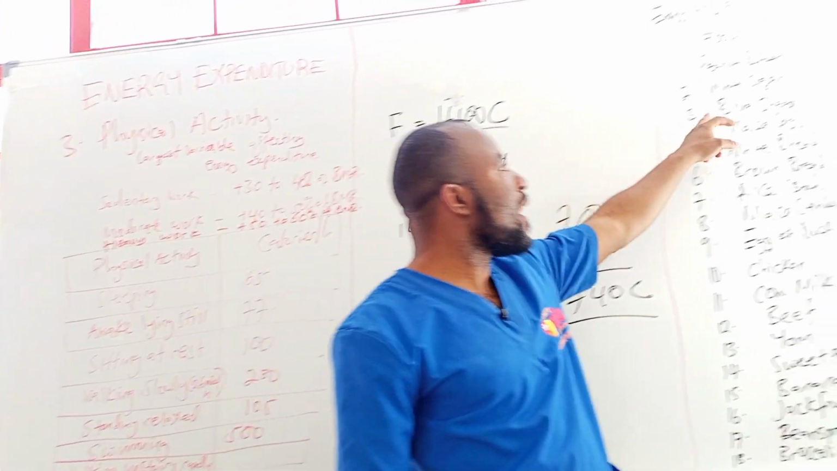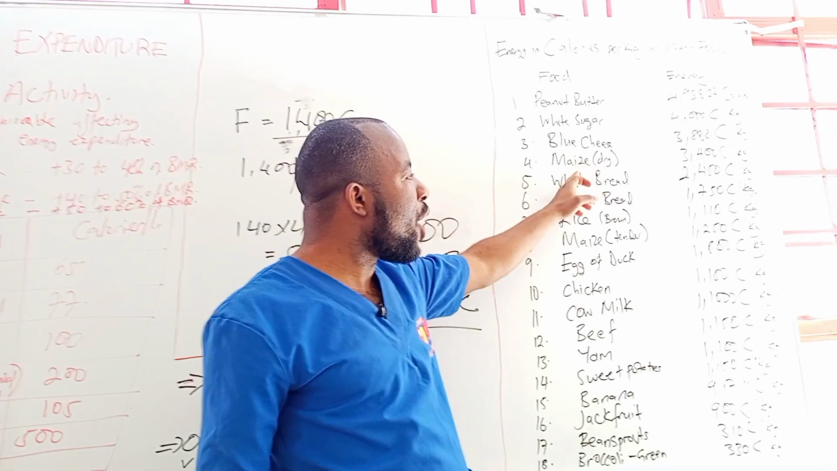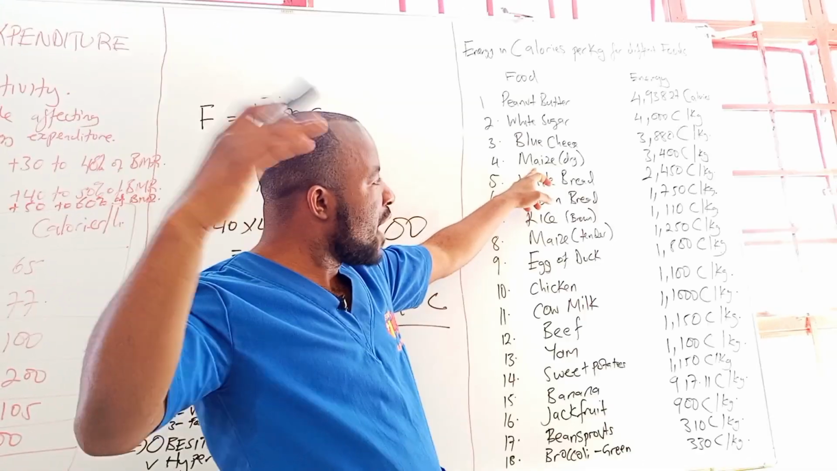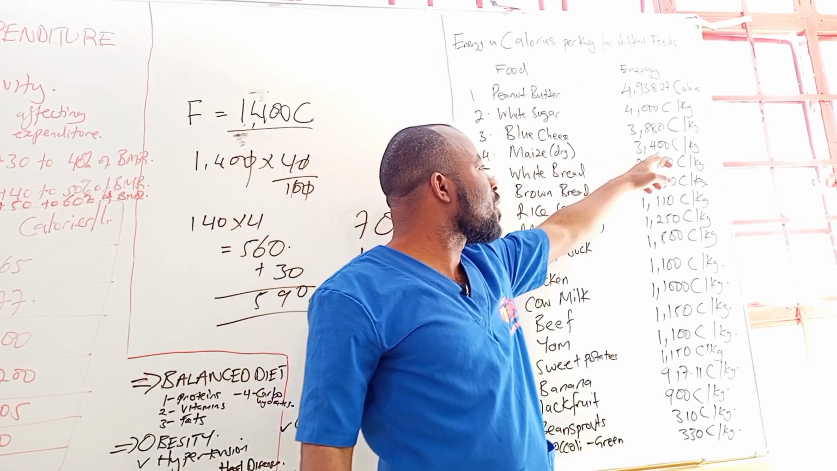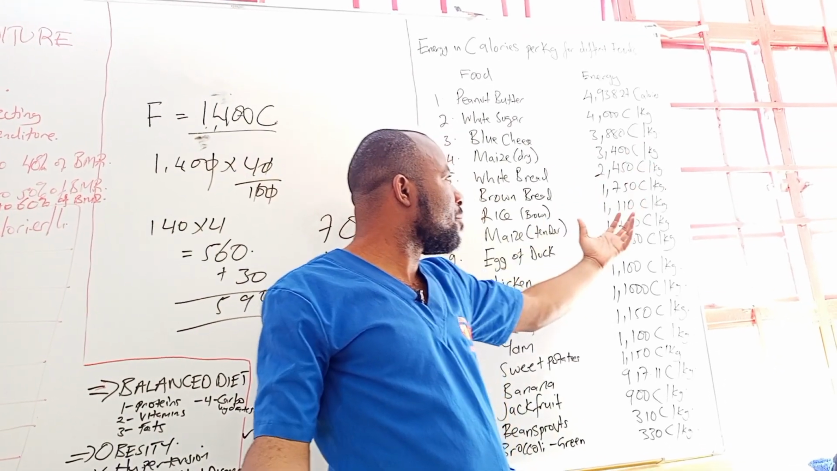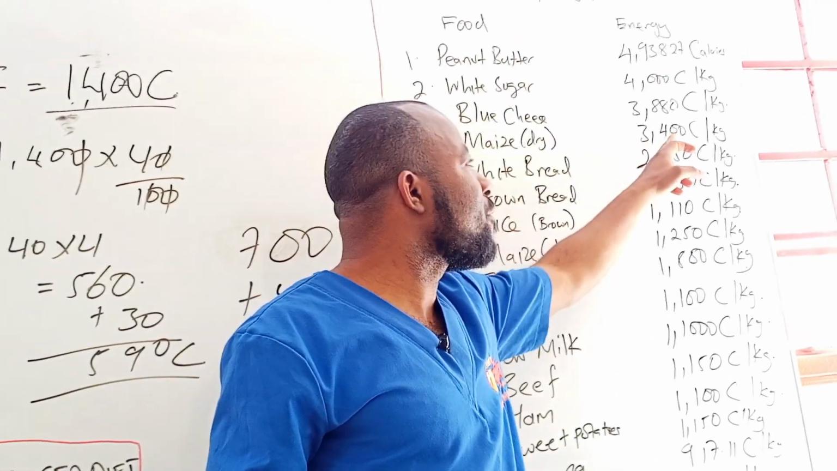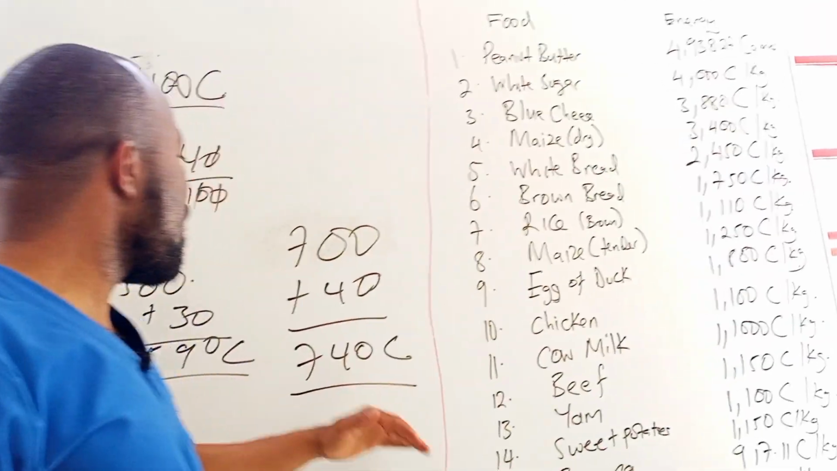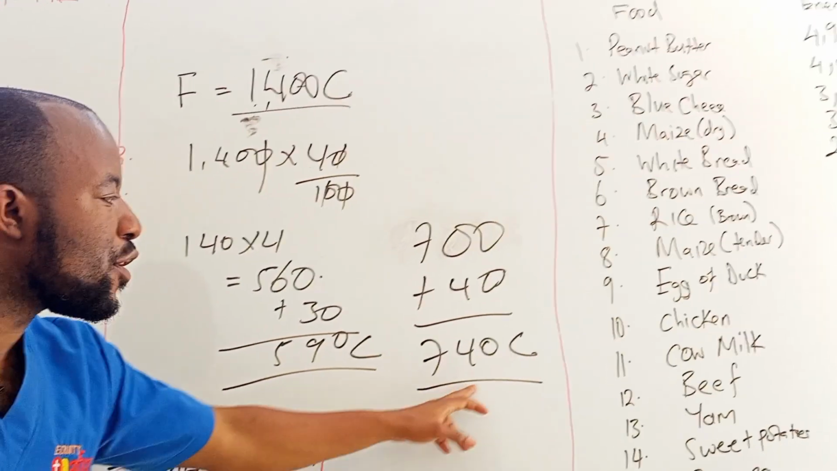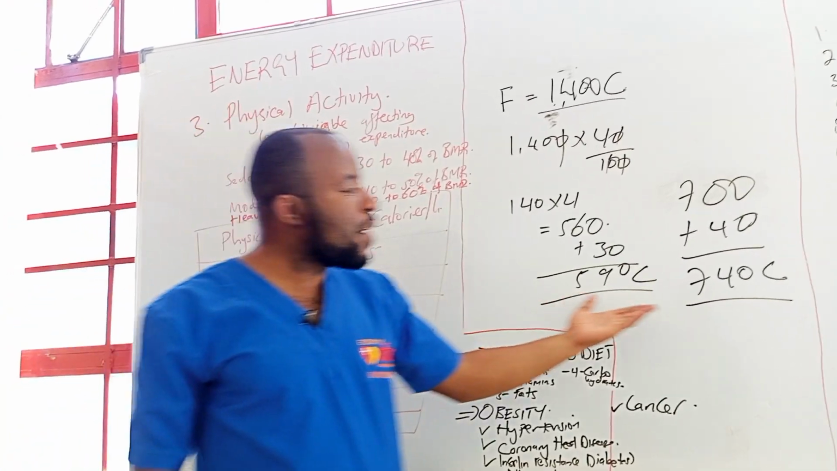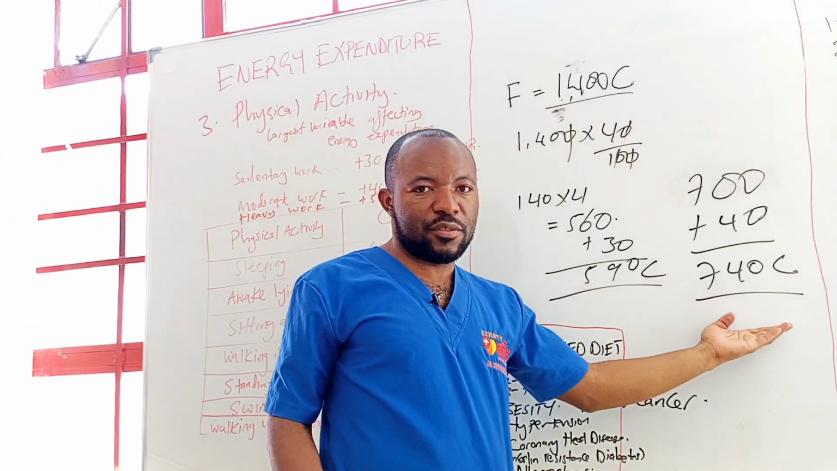But now if you consider our maize, if in 24 hours, breakfast, lunch and supper, you ate maize worth 1 kilogram, those 3 meals divided, you're going to get 3,400 calories. So 3,400 calories minus 740, you still have a lot. You still have over 2,000 calories.